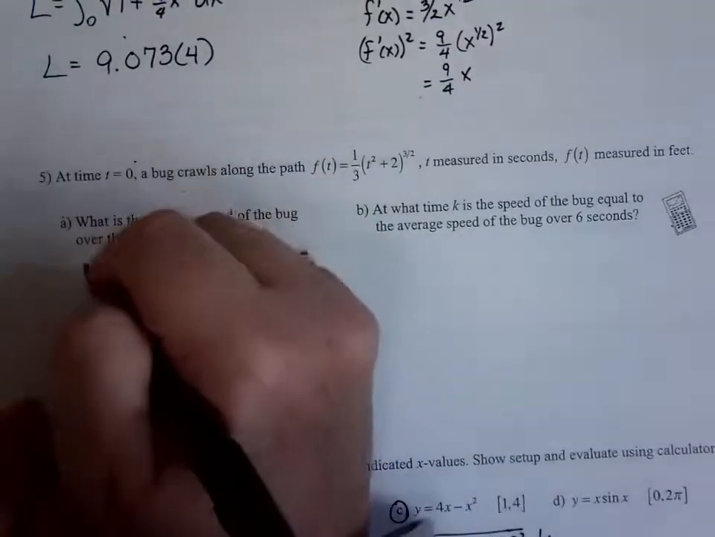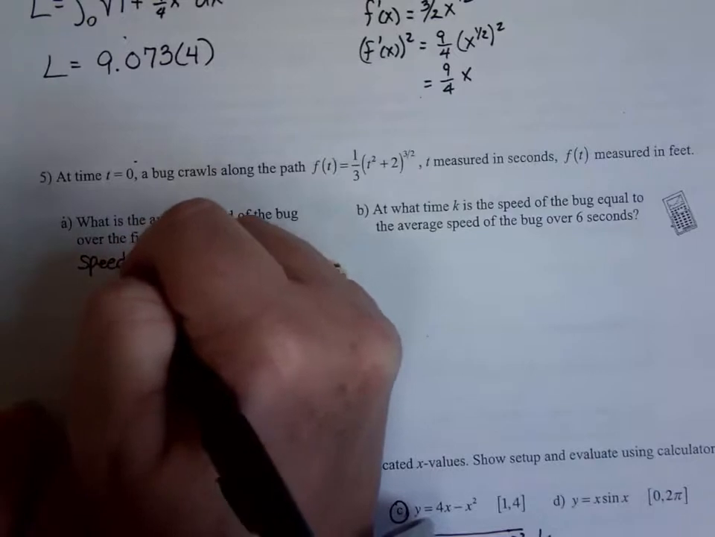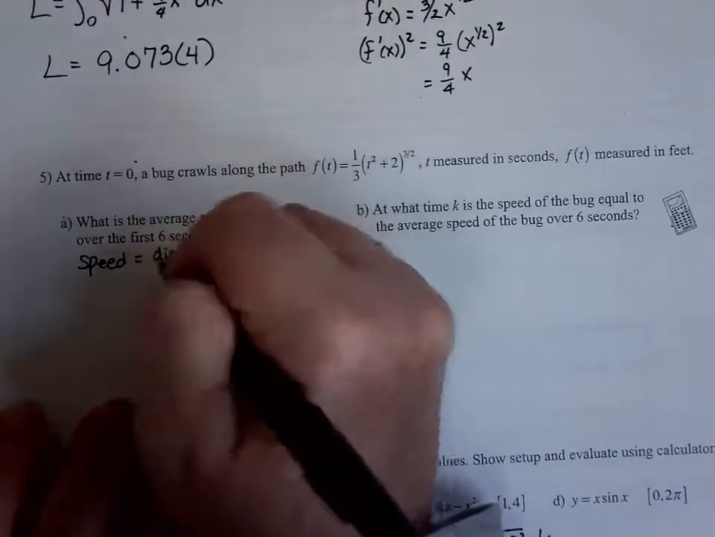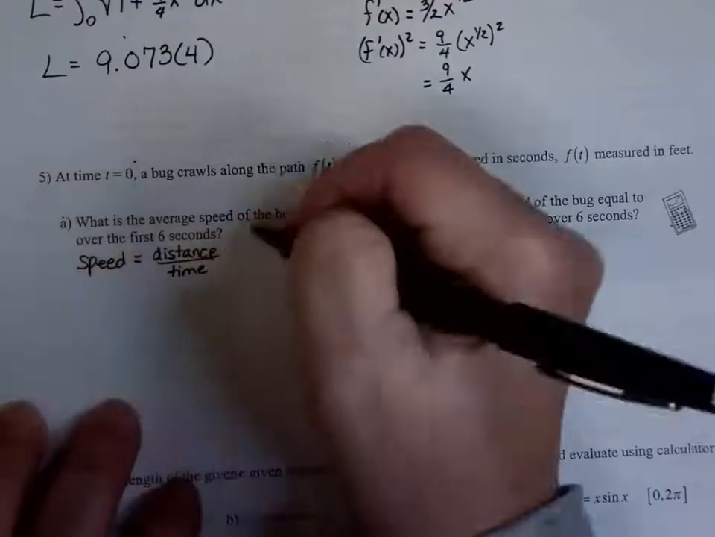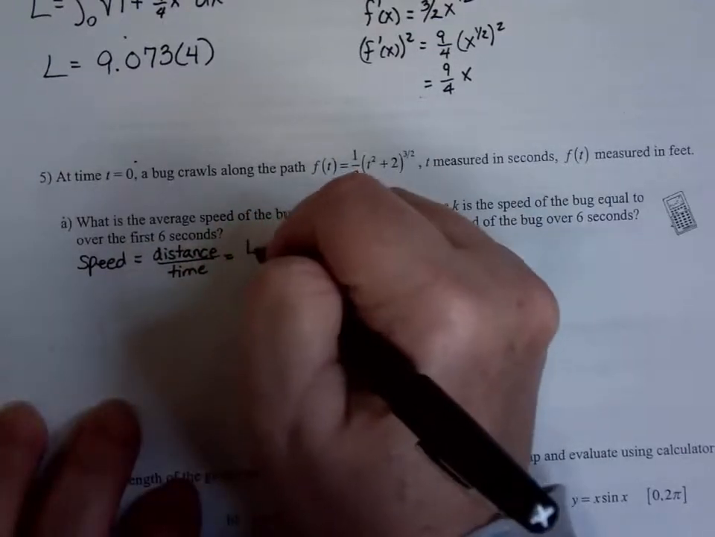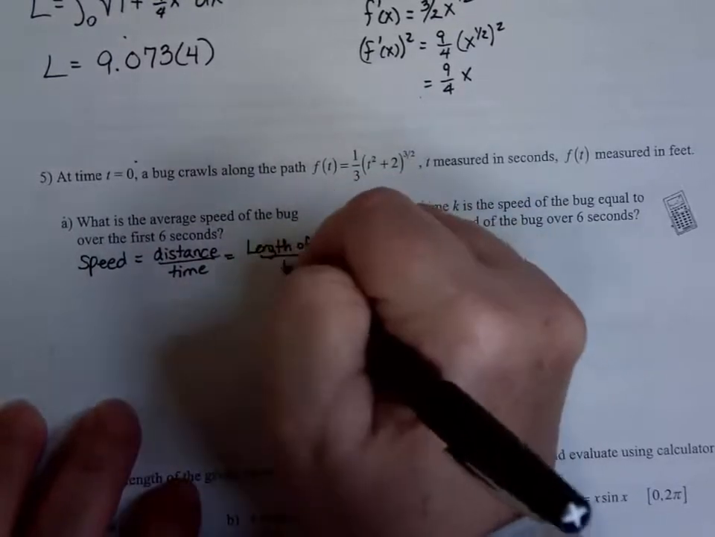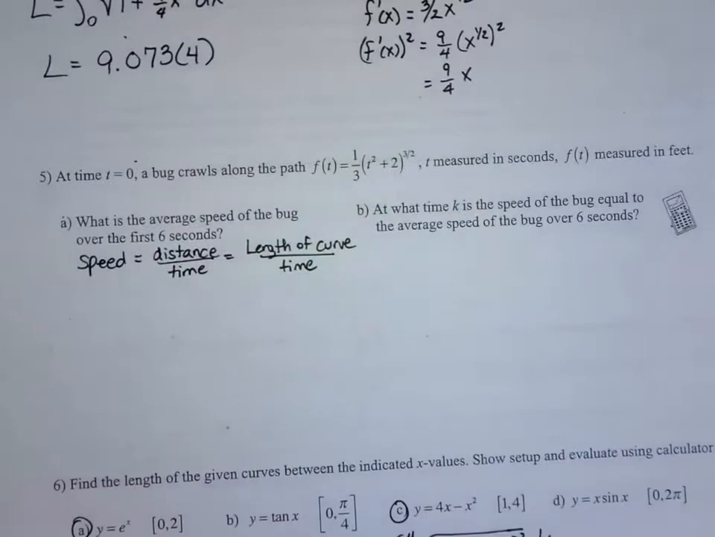We have to think of speed as distance over time. And the distance happens to be the length of the curve. It's the length of the curve over time is what we're going to have to do. Okay? Because it's going along a curve, we have to find out how far he traveled on that curve, that's his distance, divided by the time.